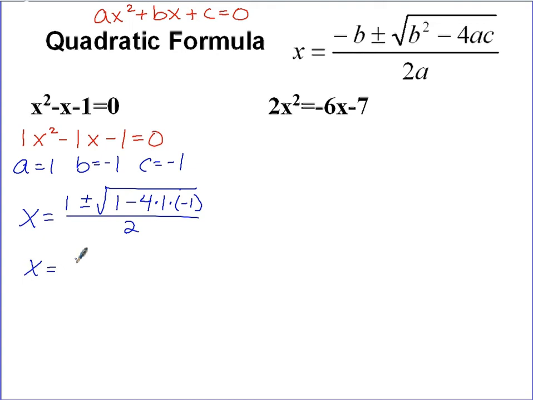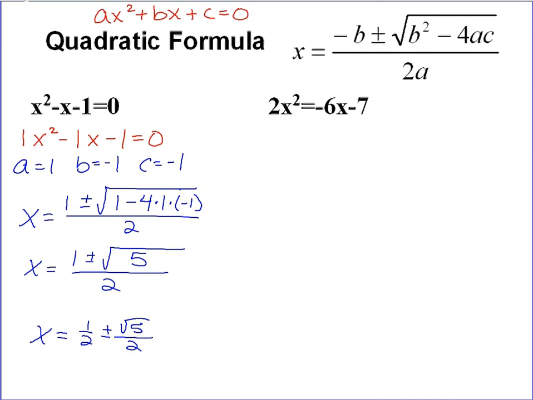And now all you have to do is simplify this. So 1 plus or minus the square root of, this is minus 4 times 1 times -1. That makes plus 4. 1 plus 4 is 5 all over 2. And you can actually leave it like that, or some people like to write it like this: 1/2 plus or minus root 5 over 2. So either one of those is okay.